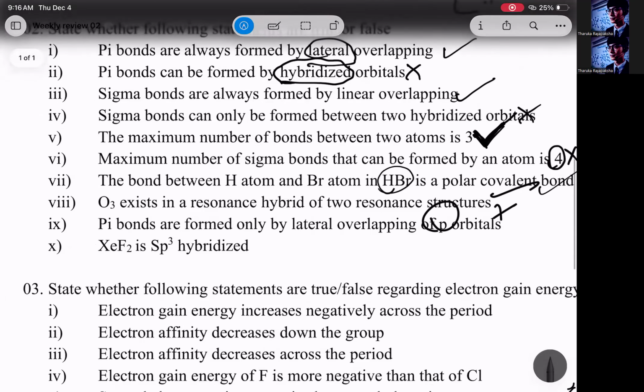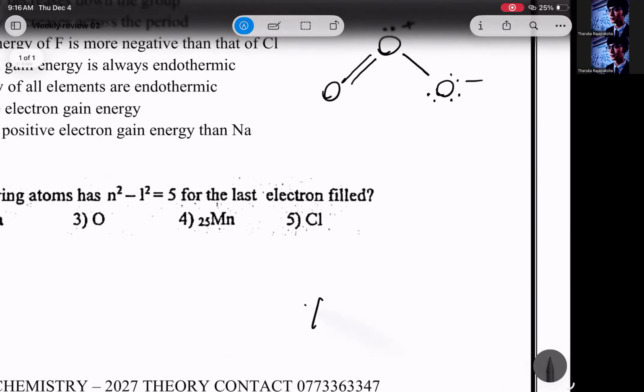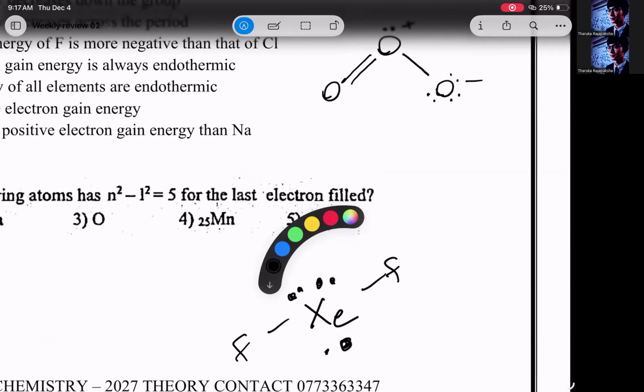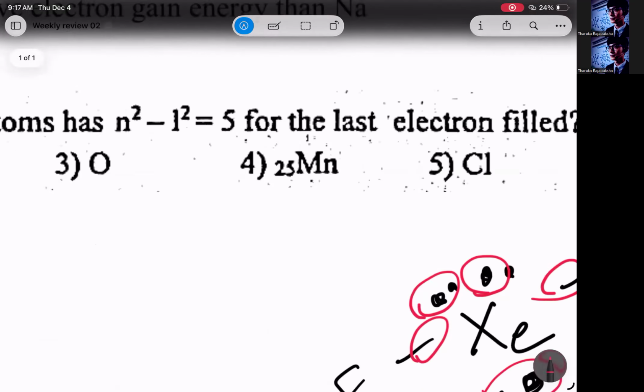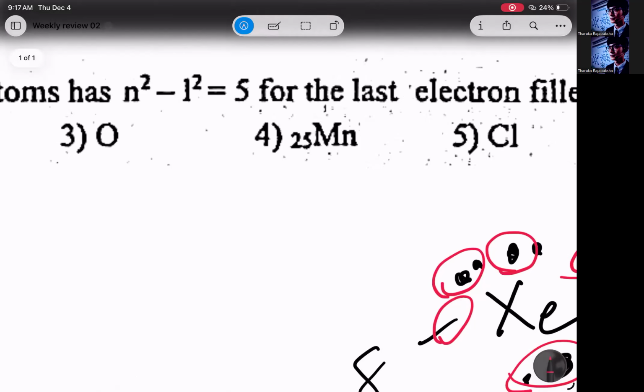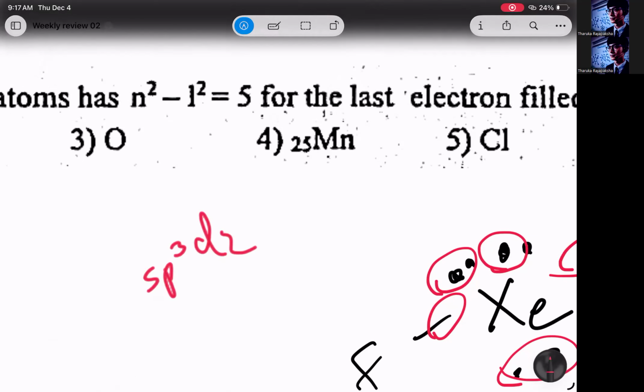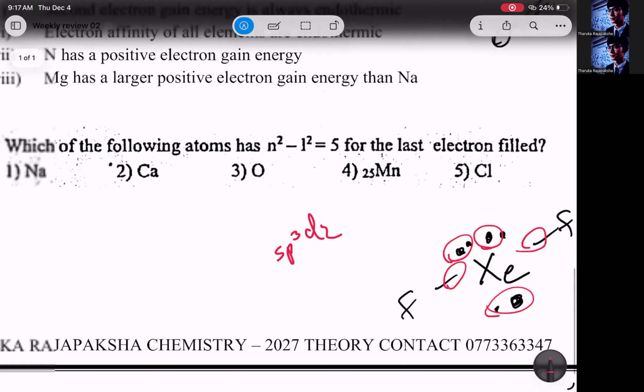XeF2 is sp3 hybridized. XeF2 is 1, 2, 3, 4, 5, 6, 7, 8. This is not sp3 hybridized, people. When we count the VSEPR pairs, you can see 1, 2, 3, 4, 5. There are 5. If this is right, it is out of syllabus. This is sp3d2, okay? Sp3d2 is not in our syllabus. However, this is not sp3.